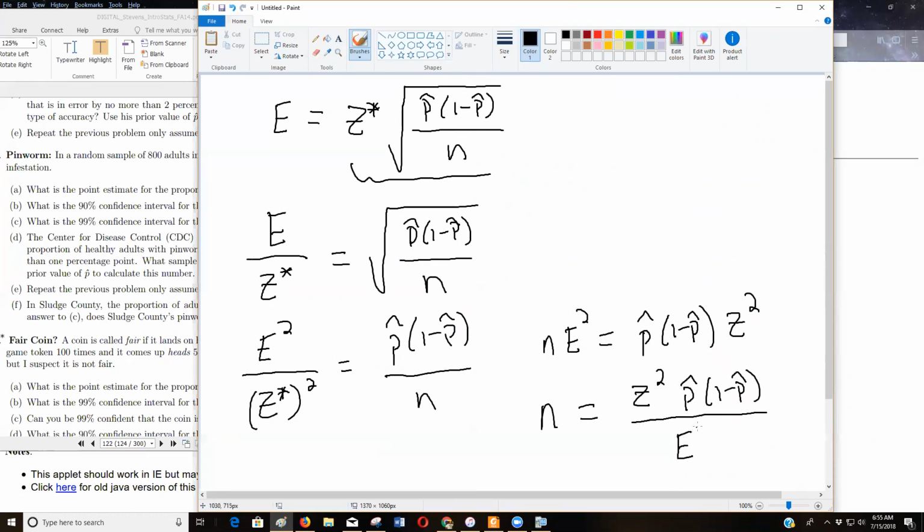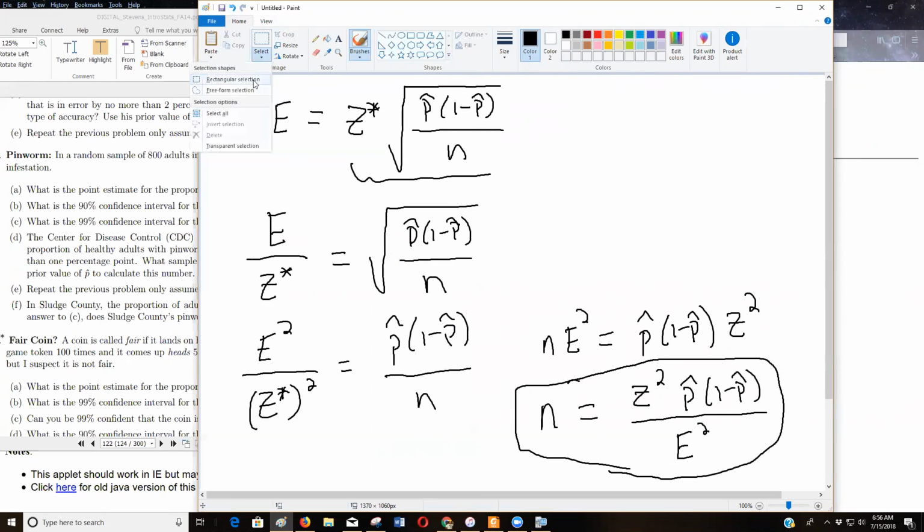So that's where that formula came from. It's nothing magic. It's just the result of a little algebra. So that's the formula I'm going to use. As a matter of fact, why don't I select that so I can use it to calculate?